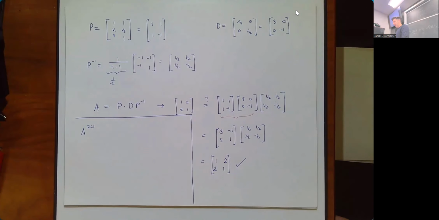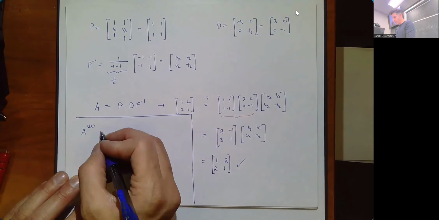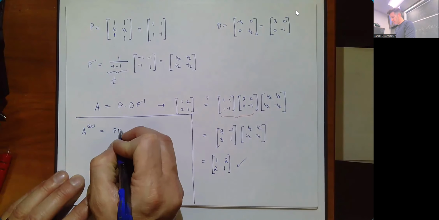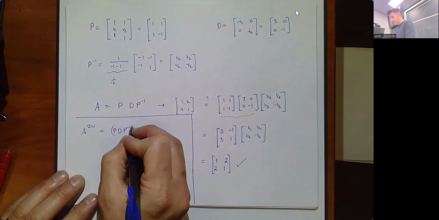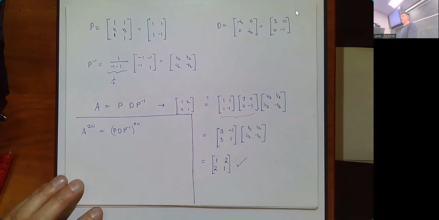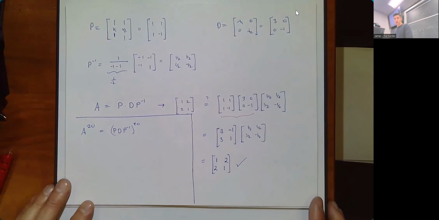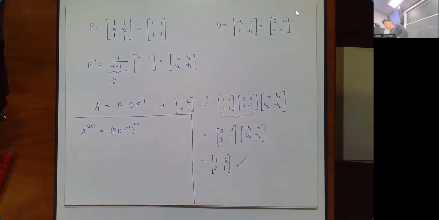Okay, that seems terrible. I don't want to do A times A times A 20 times. So I'm going to rewrite it like this. I'm going to write it as P times D times P inverse to the 20th power. Okay, check this out. This is where I think the interesting thing happens.